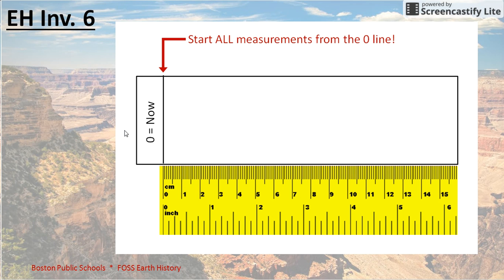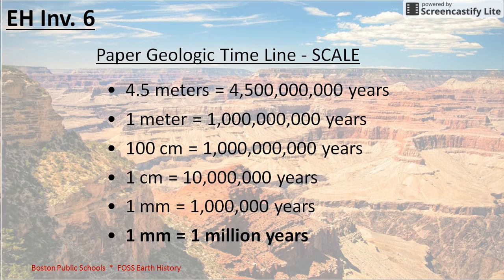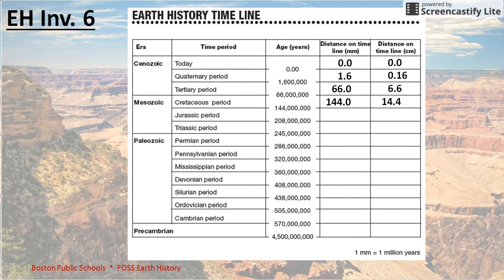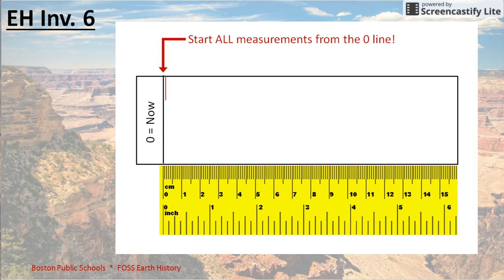Then students will take their sheet with all these numbers that they filled out, and now they can draw the lines. So there's the Quaternary period, 1.6 millimeters from the 0 point. There's the beginning of the Tertiary period, 66 million years ago, or 66 millimeters from the 0 point, and so on. And they'll do that for the entire 4.5 meter adding machine tape. It's a very good activity. It's a great way for students to incorporate math and measurement skills, but it definitely does require you monitoring their work.